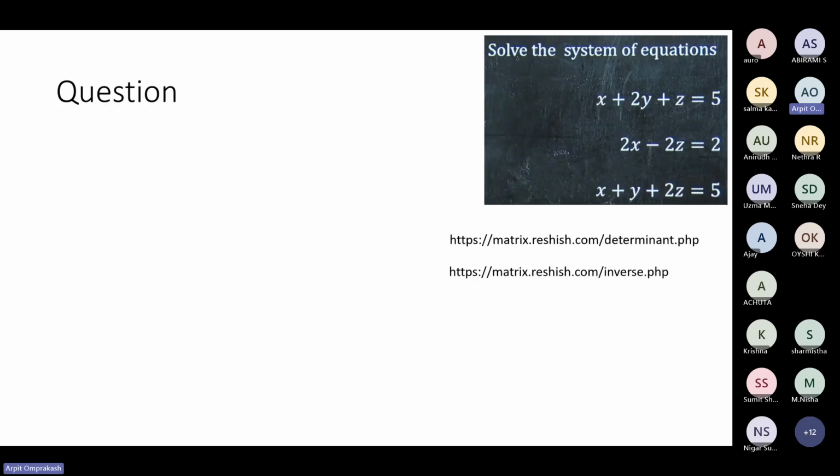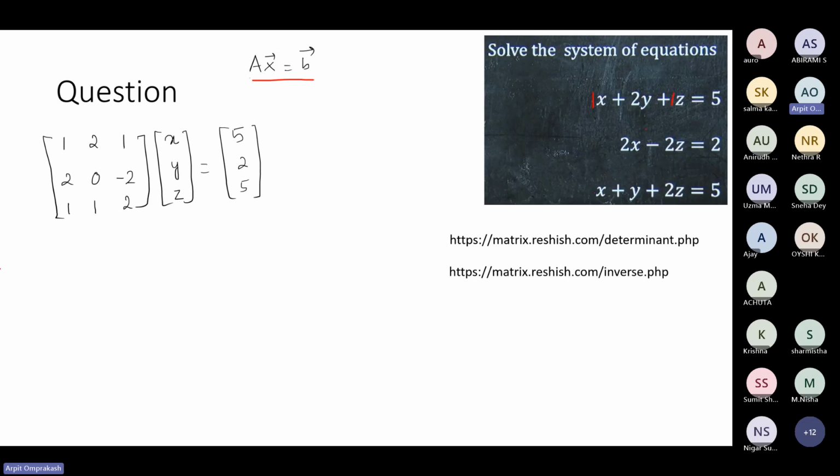Okay. So as an example, here we are given a system of equations to solve. As I mentioned before, what we'll do first is represent it in the form AX equal to B. For the matrix A, the first row will be 1, 2, 1. The second row will be 2, 0, and minus 2. And the third row will be 1, 1, and 2. Then we have the variables X, Y, Z. And finally, we have the constants 5, 2, and 5.